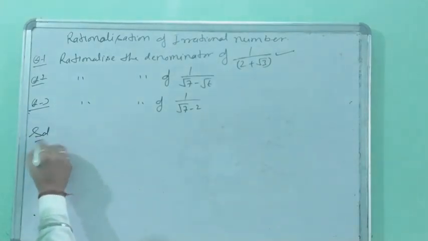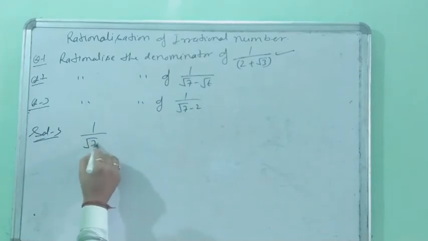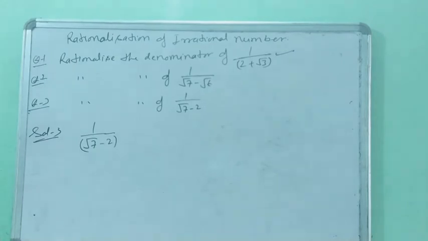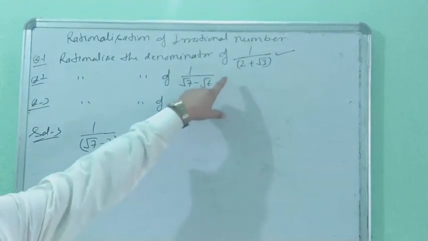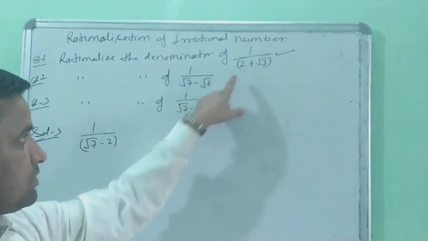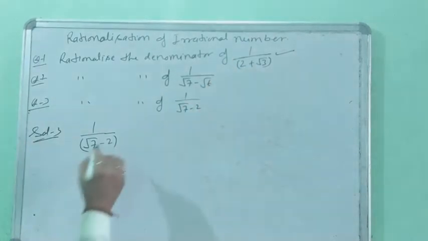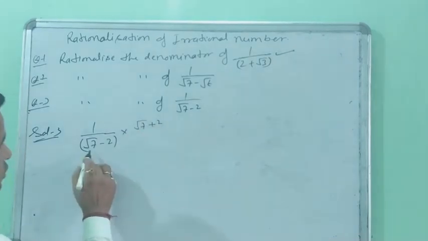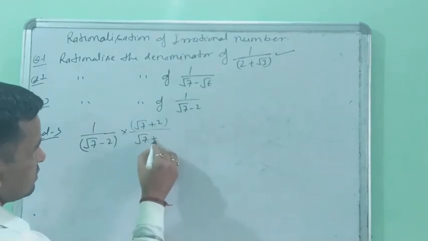Solution number three. What is the question here? Root 7 is the irrational number and 2 is the rational number. The rational number comes after the first, in the same form. This does not change. The method is the same technique you used in question number one. Then you multiply by the conjugate of the denominator. Here the denominator is root 7 minus 2, so we multiply by root 7 plus 2.